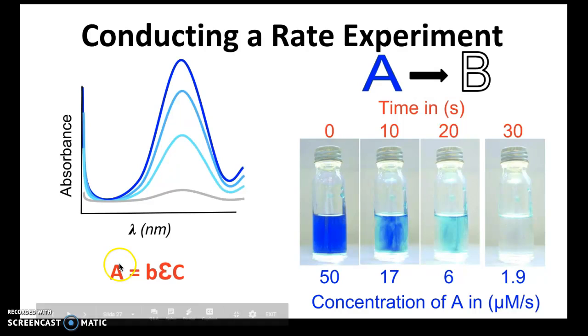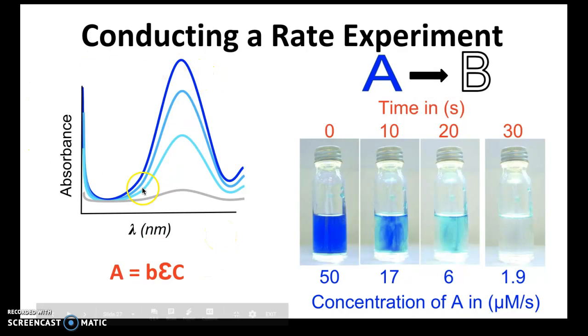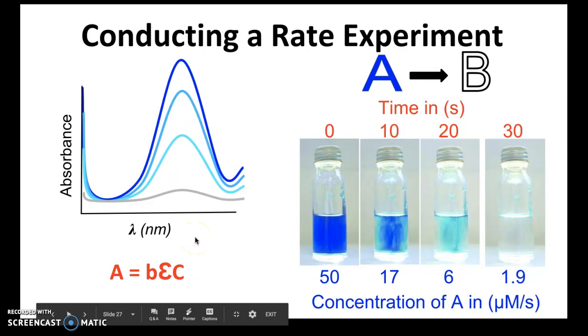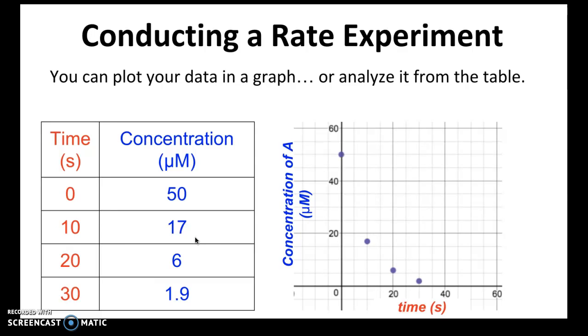Now, because absorbance is directly related to the concentration through this equation here, we can also use the absorbance that we get from the spectrophotometer to determine the concentration. And of course, then we can plot the concentration over time. So either organize it in a graph or plot it. And in both cases, we can analyze this for the average rate or the instantaneous rate.